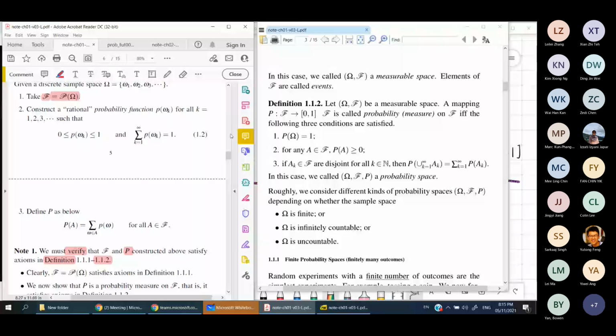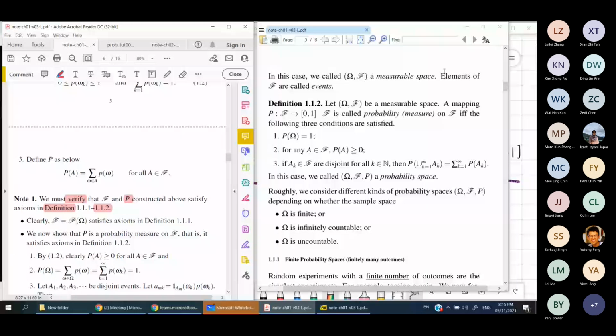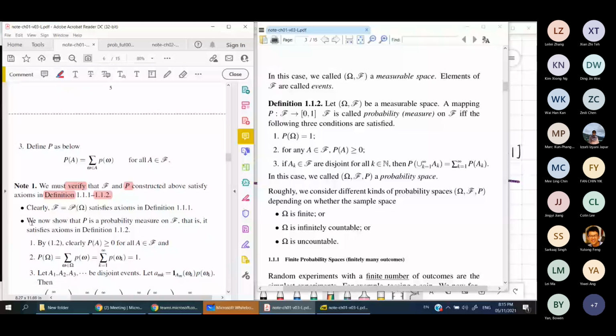Okay, let's do it one by one. I think this one we skip. Look at it. We now show that P is a probability measure on F, that is, it satisfies the axioms in Definition 1.1.2.